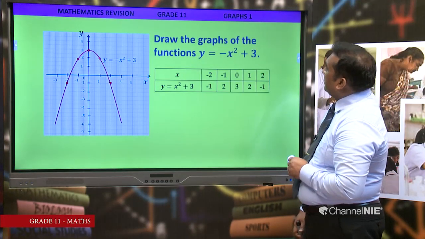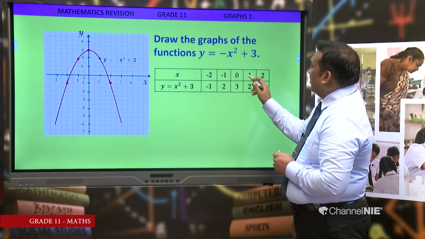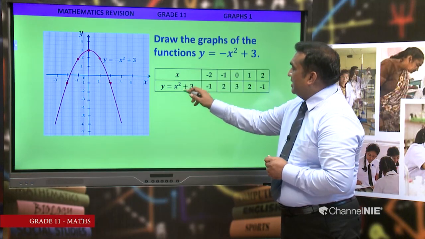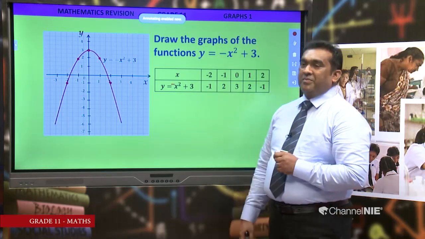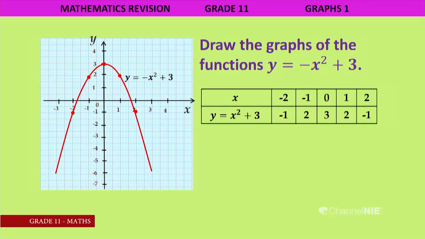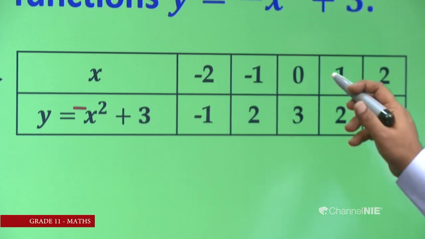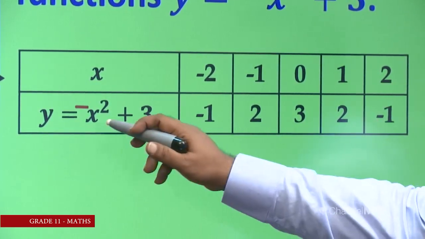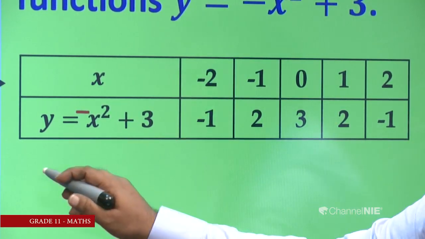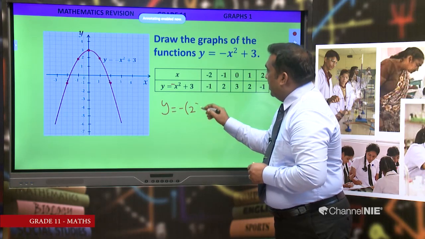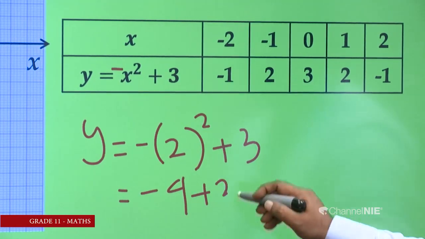Now draw the graph of the function y equals minus x squared plus 3. The value range of x is minus 2, minus 1, 0, 1, 2. Substitute minus 2 here: minus 2 squared is 4. Here there should be a minus sign, so minus 4 plus 3 is minus 1. For minus 1, minus 1 squared is 1, so minus 1 plus 3 is 2. For 0, 0 squared is 0, plus 3 is 3. For 1, 1 squared means minus 1, plus 3 is 2. For 2, 2 squared is 4, so minus 4 plus 3. As a result, you have minus 1.